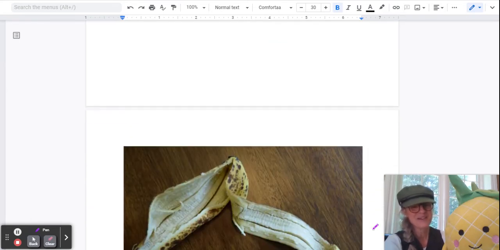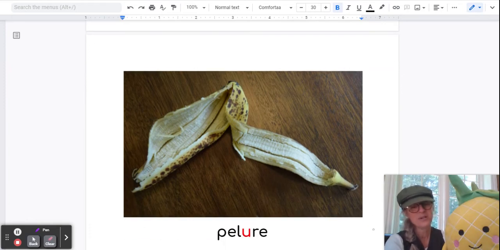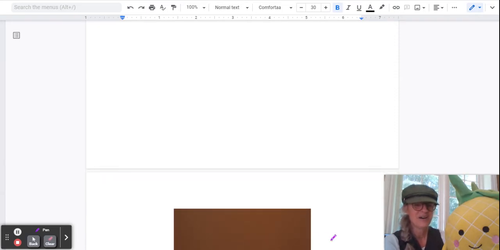Do you remember the word for this? It begins with the p p sound. P. Pelure. Did you get it? Pelure. Bravo. Good job. On continue.